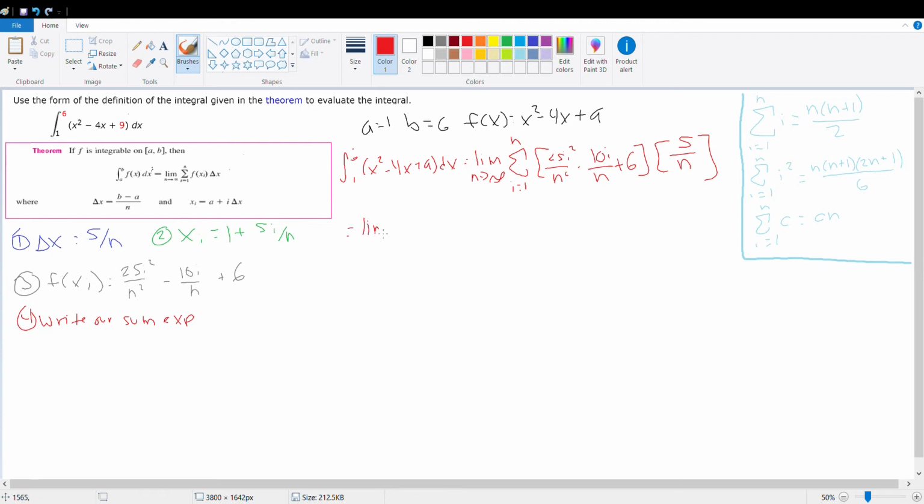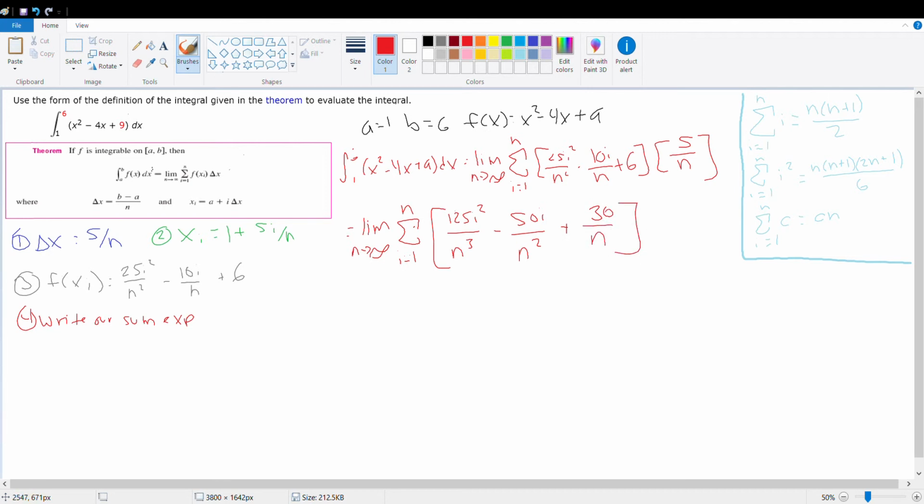So we get the limit as n approaches infinity of the sum. Let me rewrite that sum because that looks really messy. The sum as i goes from 1 to n, and it's going to involve what we distribute from that 5 over n. So we get 125i squared over n cubed, which is distributing that 5 over n into here, minus 50i over n squared, and then 6 times 5 over n is just going to give us 30 over n.